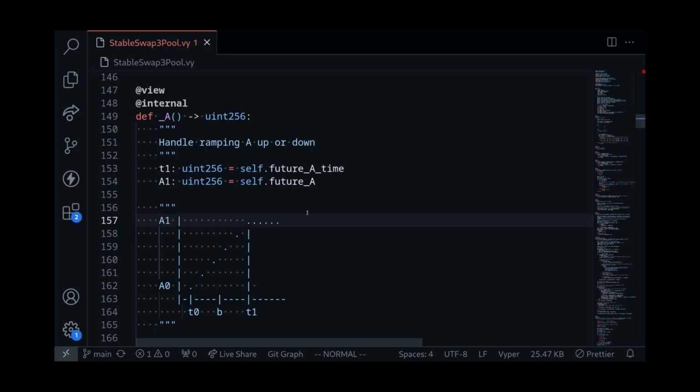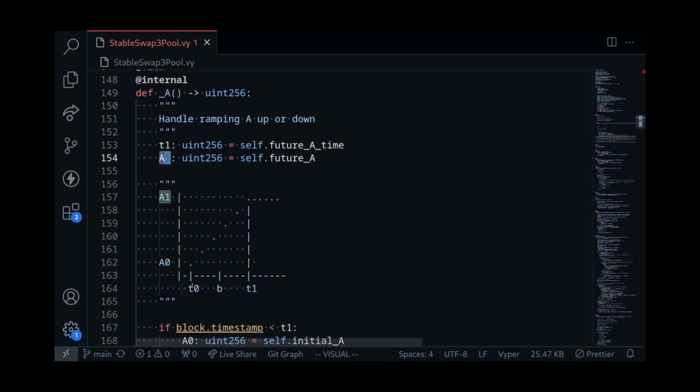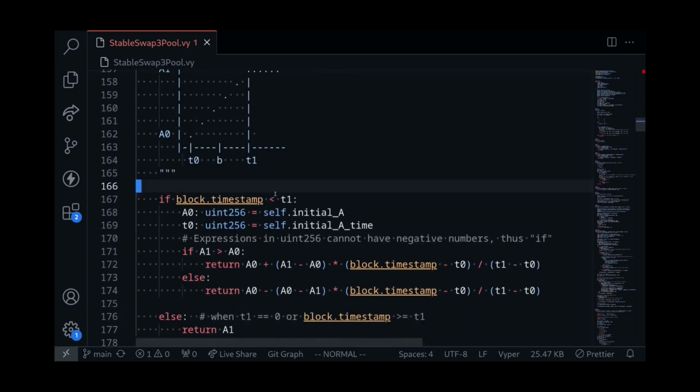Let's say that the admin sets an A parameter to A1 at time T0. Then over time, between T0 and T1, the current A will gradually increase to A1. After time T1, since the current A parameter has reached A1, it will stay flat as A1. And we can see this in the code over here. If the current timestamp is less than T1, then get the A parameter, A0, that was set at time T0.